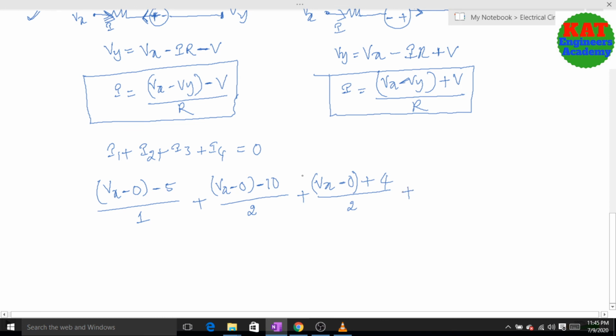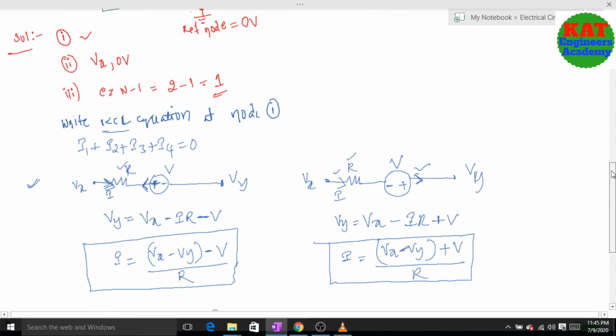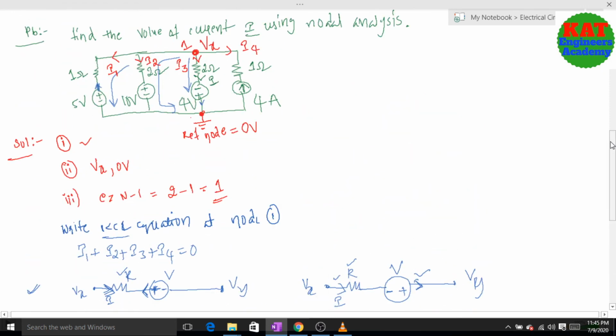Next, plus I4. So what is I4? I4 is the current flowing through the 1 ohm resistor.